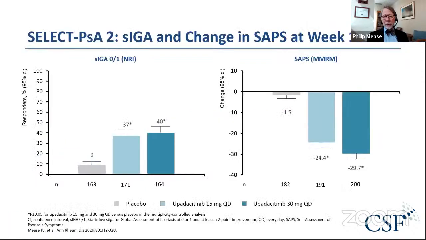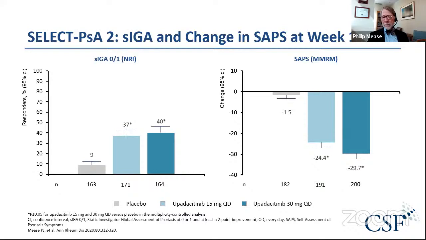Turning now to Upadacitinib, we're looking at the SELECT-PsA 2 study, which is the patients who had previous biologic exposure. And we're looking at the skin changes. And on the left-hand side, we're seeing improvement in something called the Static Investigator Global. And Chris, you've already shown us the PASI score responses with Upadacitinib, which, as you mentioned, were slightly higher than what we've seen with some of the other JAK inhibitors.